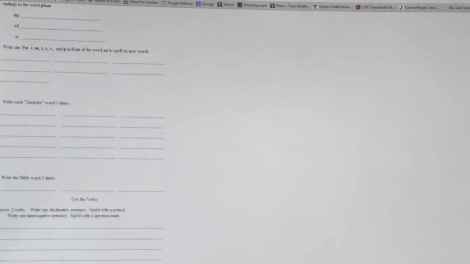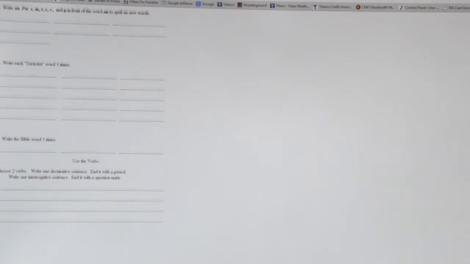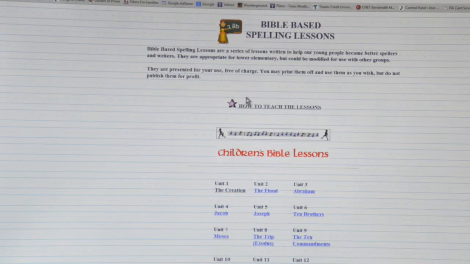There are exercises using the words, and they have to choose two verbs and write a telling sentence, put a period at the end, and an asking sentence, and put a question mark. Now the thing about the spelling paragraph is that it teaches the children about capitalization and about punctuation, and also it teaches them that they have to indent at the beginning of the paragraph. So let's go to how to teach the lesson.